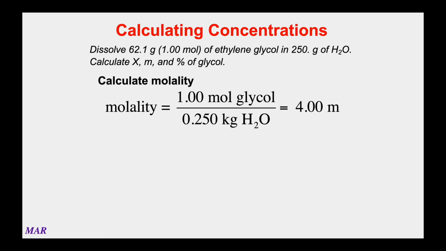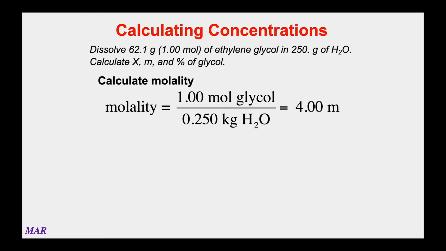Molality is moles of solute over kilograms of solvent. Now, we had 250 grams of water, and there are 1,000 grams in a kilogram. So 250 divided by 1,000 is 0.250 kilograms. So molality, 1.00 divided by 0.250, molality 4.00 molal. That's the molality of the ethylene glycol solution, moles over kilograms.